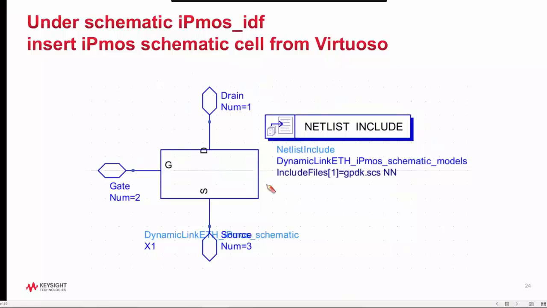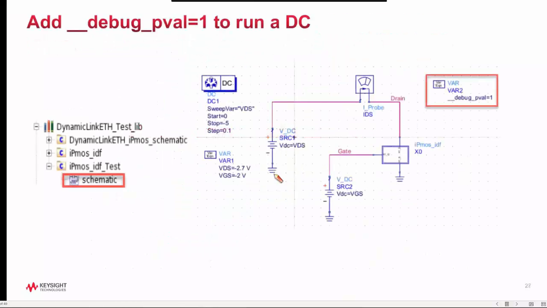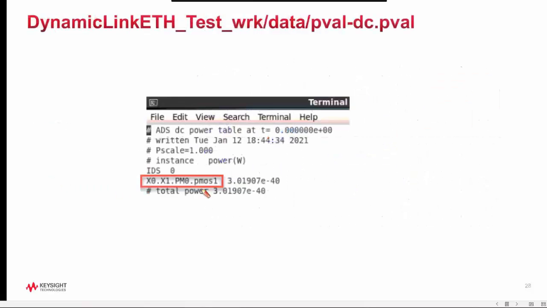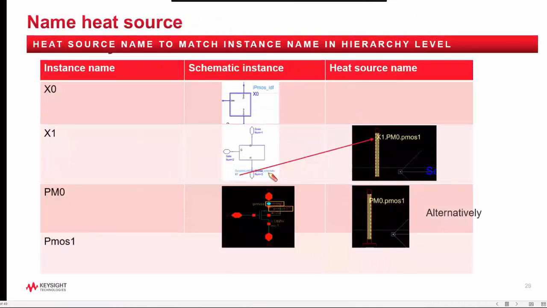Here, right? This is X1. So you have a top X0, and then you have X1, right? Now you understand what that X0.X1 means, right? And now what's this? Okay, let's go back here. So what that one is, the PMOS itself has the instance name of a PM0, okay? And it has a model called PMOS1.